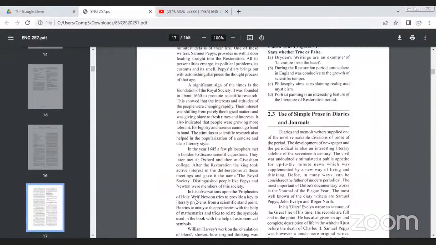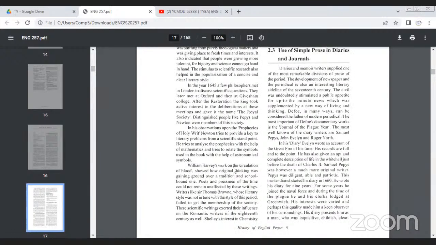In his observations upon the prophecy of Holy Writ, Newton tries to provide a key to literary problems from a scientific standpoint. He tries to analyze the prophecy with the help of mathematics and tries to relate the symbols used in the book with the help of astronomical symbols.